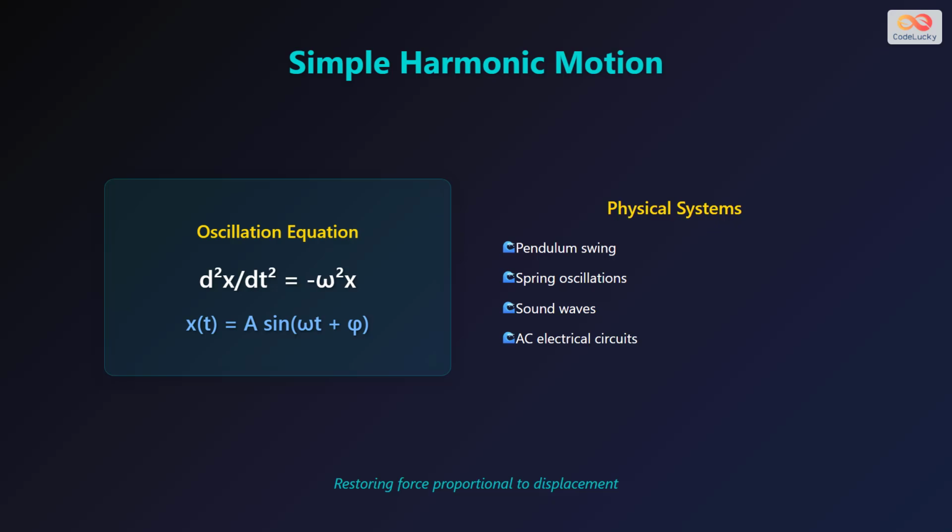Examples of simple harmonic motion include a pendulum swing, spring oscillations, sound waves, and AC electrical circuits. The key concept here is that the restoring force is proportional to the displacement.